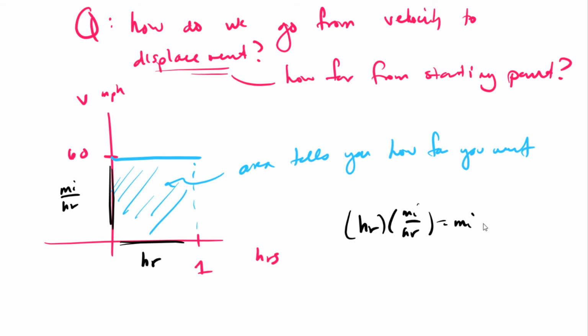So of course, in most situations, the velocity isn't constant, but this relationship still holds. The idea that the area underneath a chunk of velocity tells you how far you went is still a valid idea. So now imagine that we have a velocity curve that looks like this.